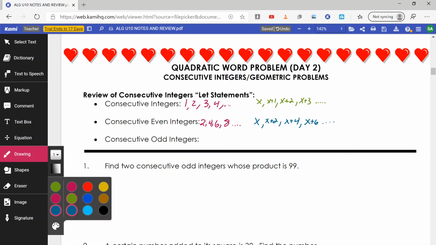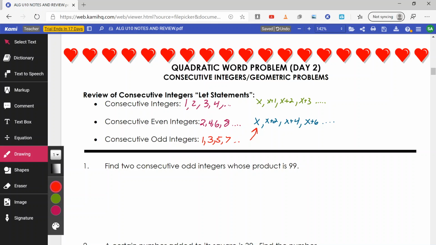Consecutive odd integers. Odd integers are numbers that are not divisible by 2, so 1, 3, 5, 7, etc. And if you look at the pattern, our first unknown would be x, and then I would have to add 2, then I would have to add 4 and 6. So consecutive even and consecutive odd integers follow the same pattern if we don't know what they are. So x, x plus 1, x plus 2, x plus 3 if they are consecutive integers, and x, x plus 2, x plus 4, x plus 6 if they are odd or even integers.